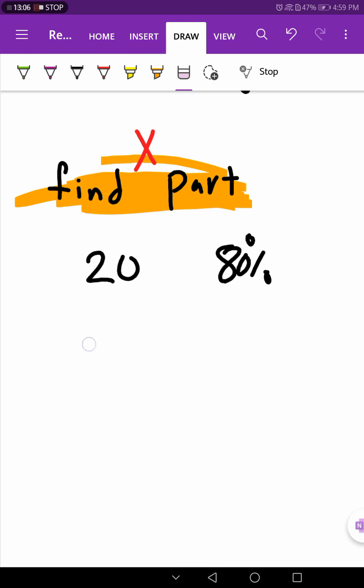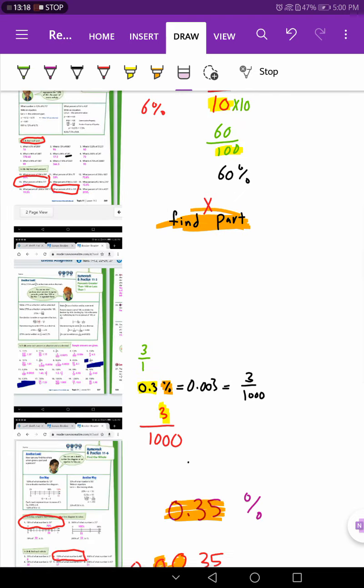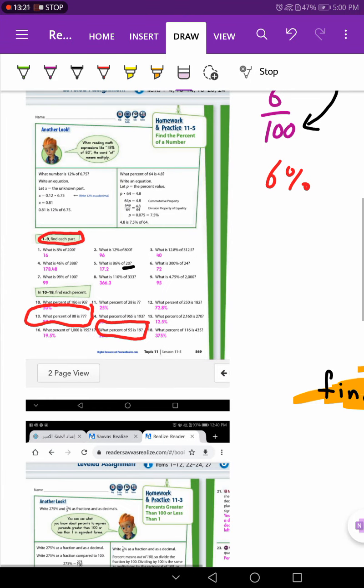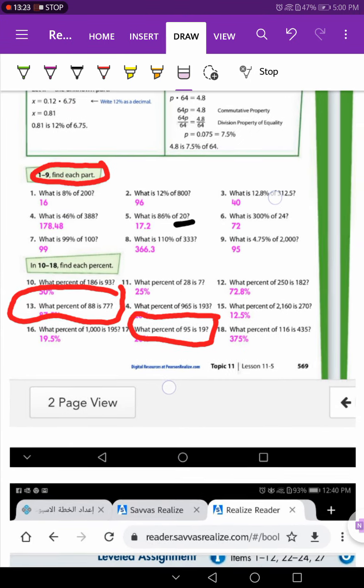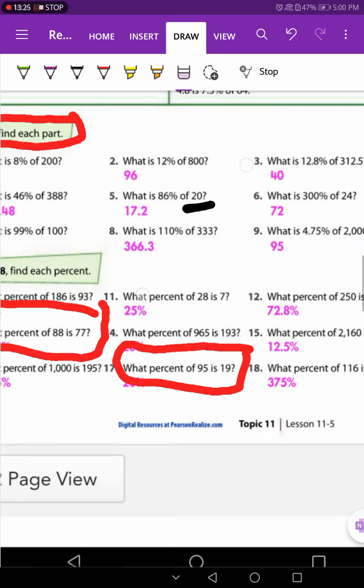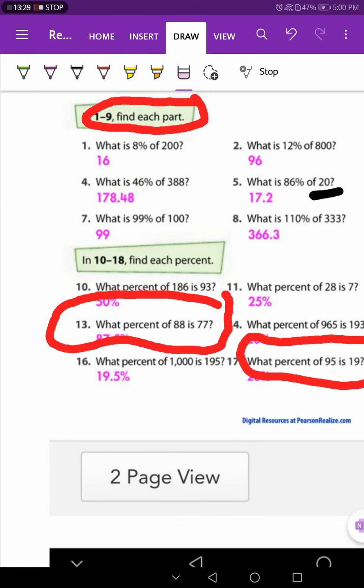This question is not in the book because I see it was 17.2 and here 16. Yes, it is 86. We solved it as 80. Now, if he asks me about the percent, find the percent, see what we have to do.